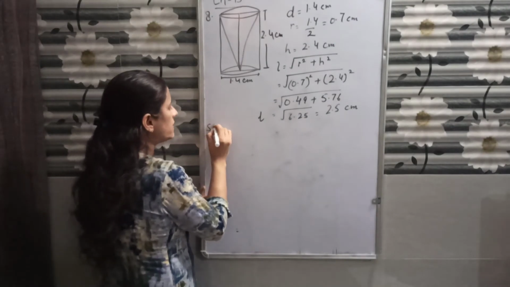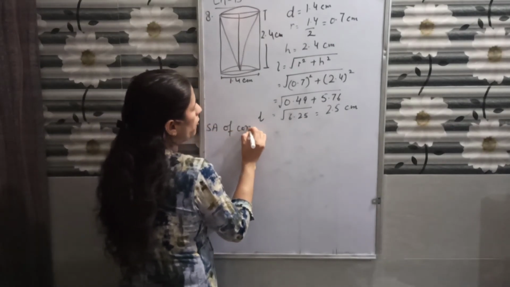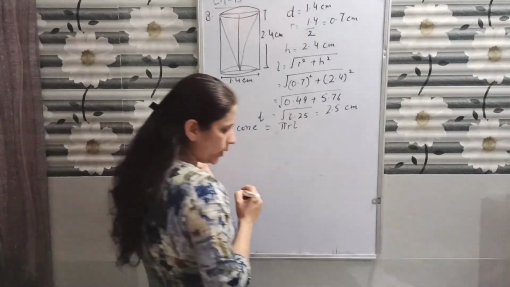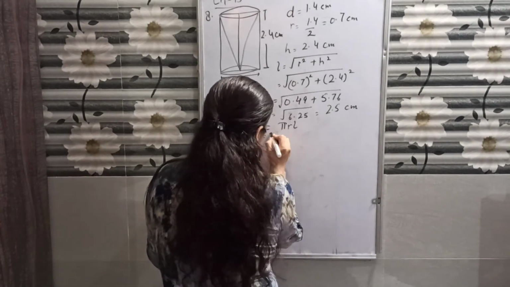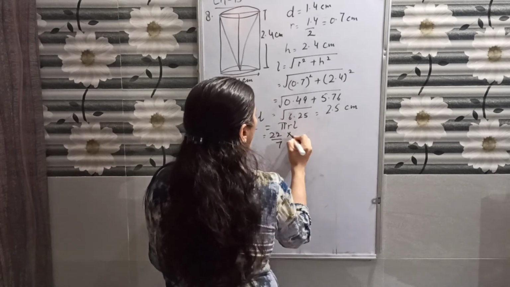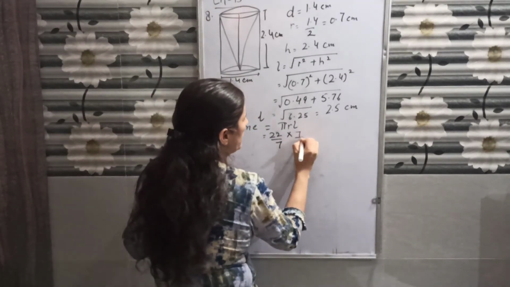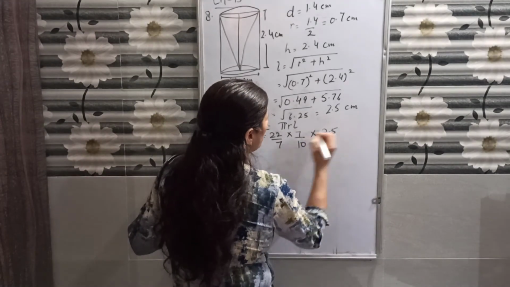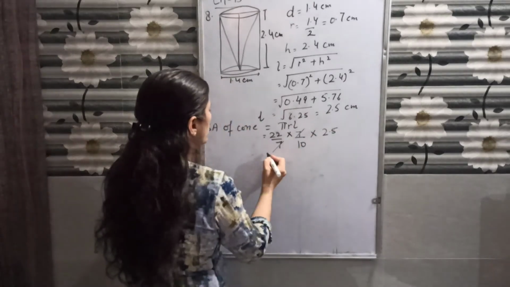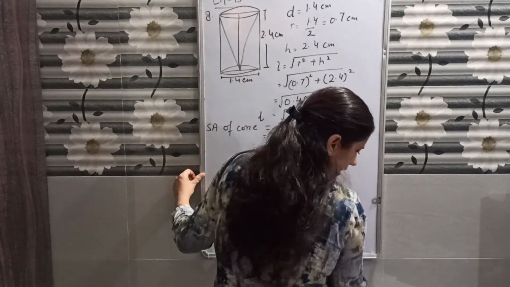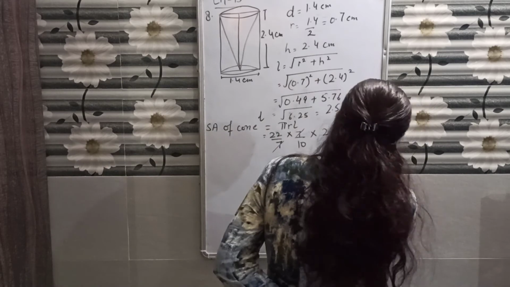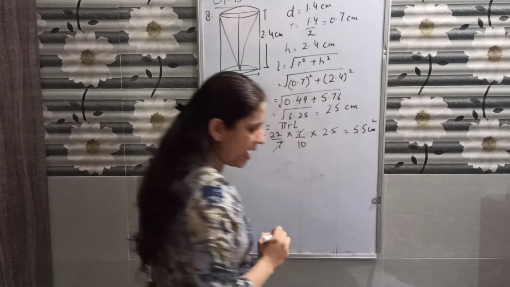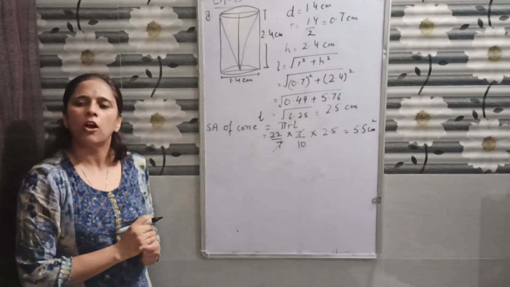Now let us find the surface area of the cone. The formula for the surface area of a cone is pi r L. So here I am putting the value of pi, that is 22 by 7. r is 0.7, that is 7 by 10. And L is 2.5. 7 will cancel with 7. So when I multiply them, I will get 5.5 centimeter square as the surface area of the cone.